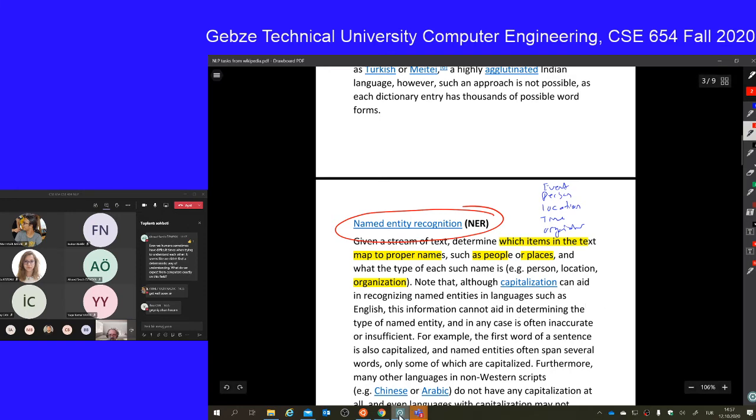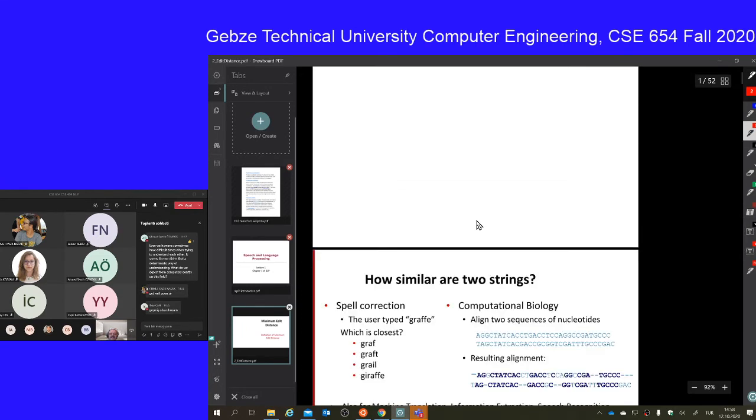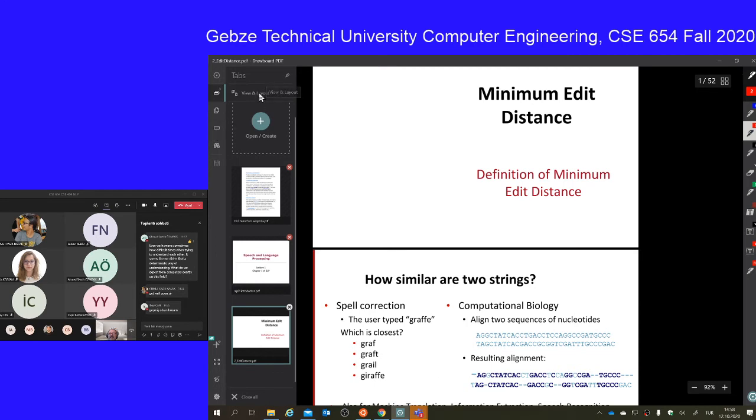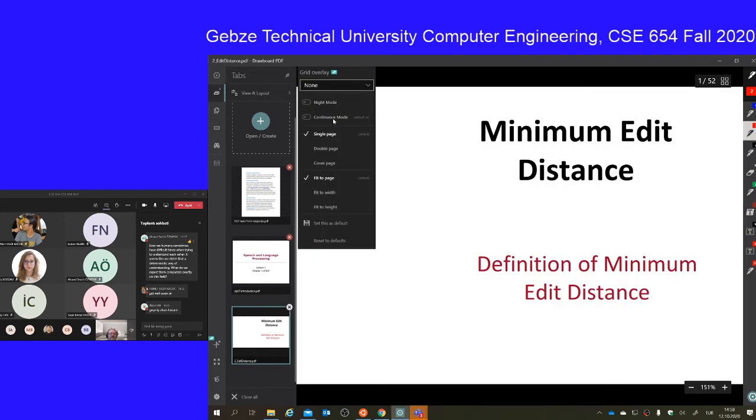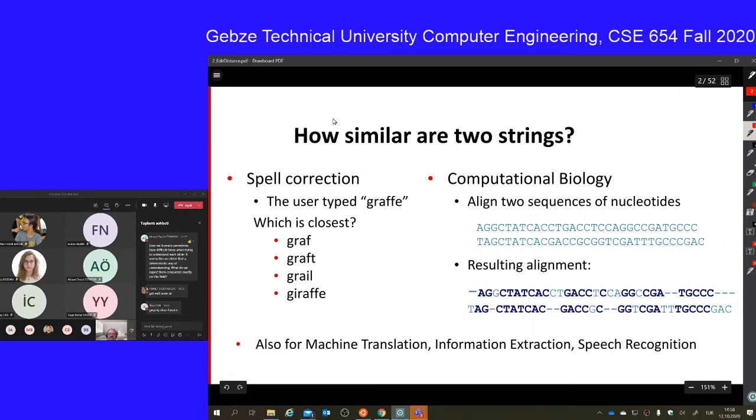Okay, so let me go to this chapter, minimum edit distance. Well, minimum edit distance may not be a perfectly good NLP example, but it uses dynamic programming, and it is easy to understand, and it's a very nice introduction to the types of algorithms that we use for NLP applications. The problem is this. If the user types graph, there is no word in English written as graph. Okay, so maybe I should offer a suggestion list.